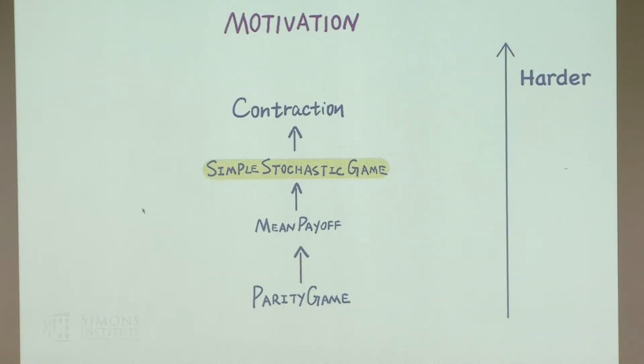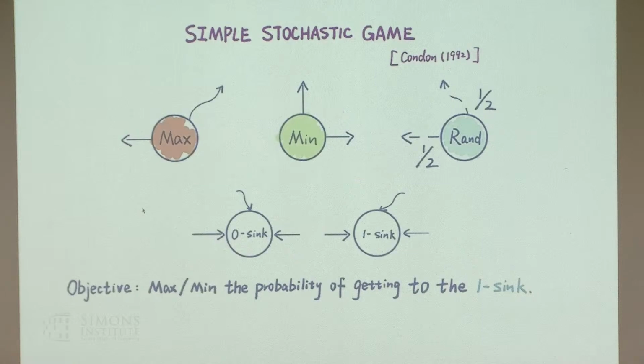Now we get to the reduction, the motivation. I will show you that a simple stochastic game is reduced to the contraction fixed point, to motivate why this parameter needs to be logarithmic, and also refresh our memory about the games. I guess we all know what a simple stochastic game is. It's a game on a graph. We have three types of nodes: max nodes, mean nodes, and random nodes. And we also have two special sinks. One is called the zero sink, the other is called the one sink.